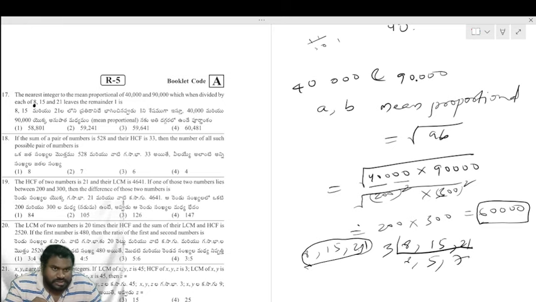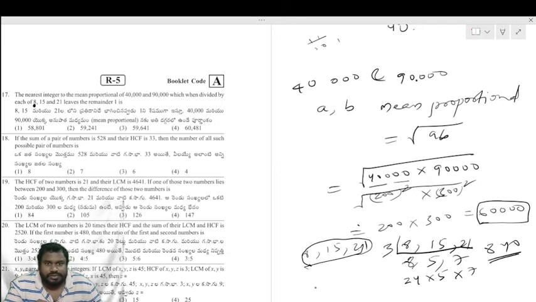3 5s are, 3 7s are. Okay, it cannot be moved further, so I'll multiply. 24 into 5 into 7. So 24 5s are 120, 120 7s are 840. So 840 is the number.